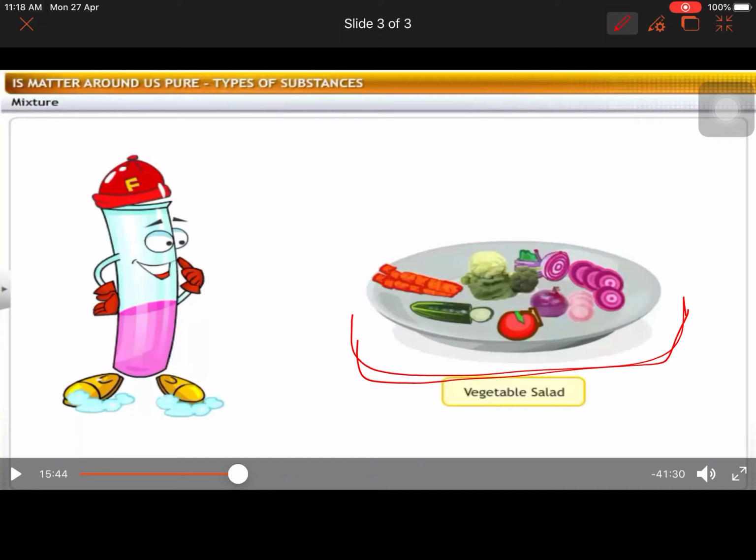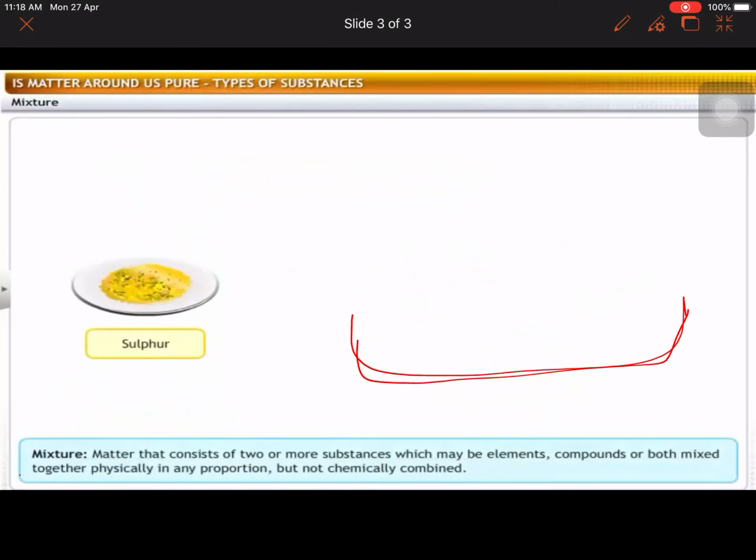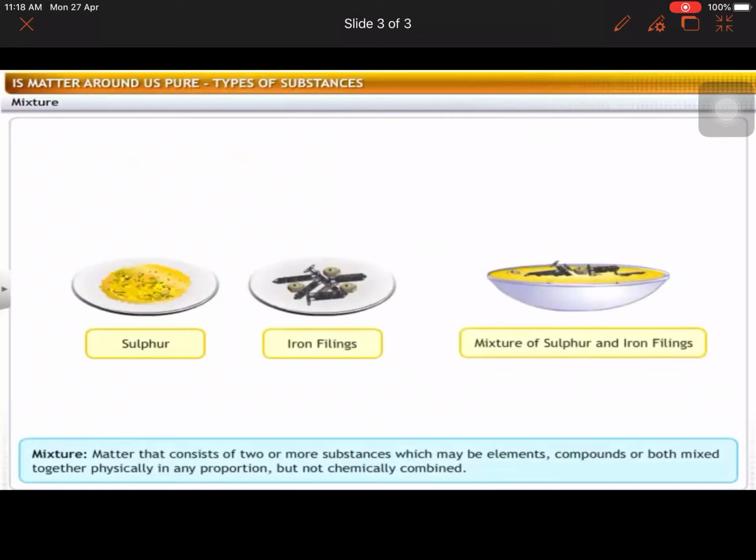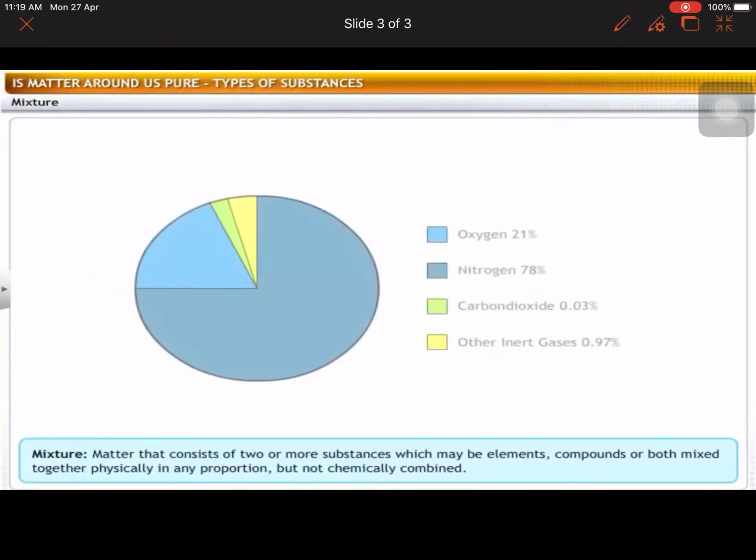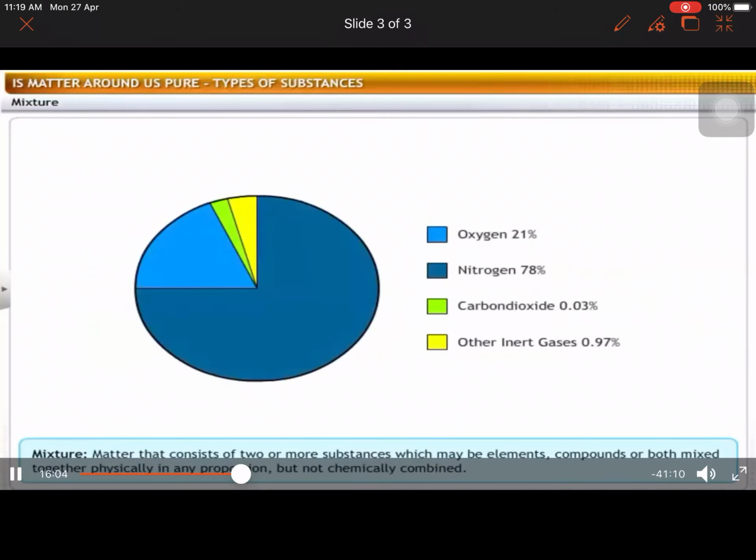So, vegetable salad is a mixture. A mixture is matter that consists of two or more substances, which may be elements, compounds, or both, mixed together physically in any proportion, note it down, not chemically combined. For example, air is a mixture. First point.